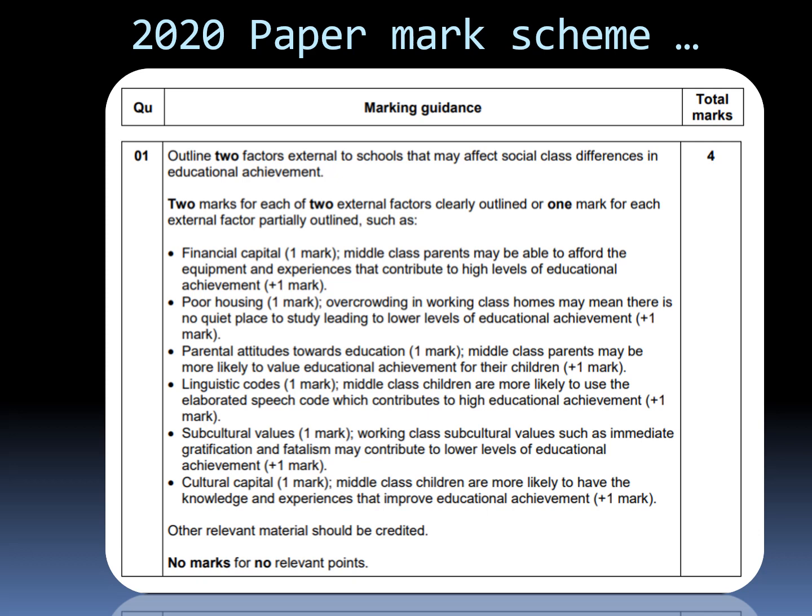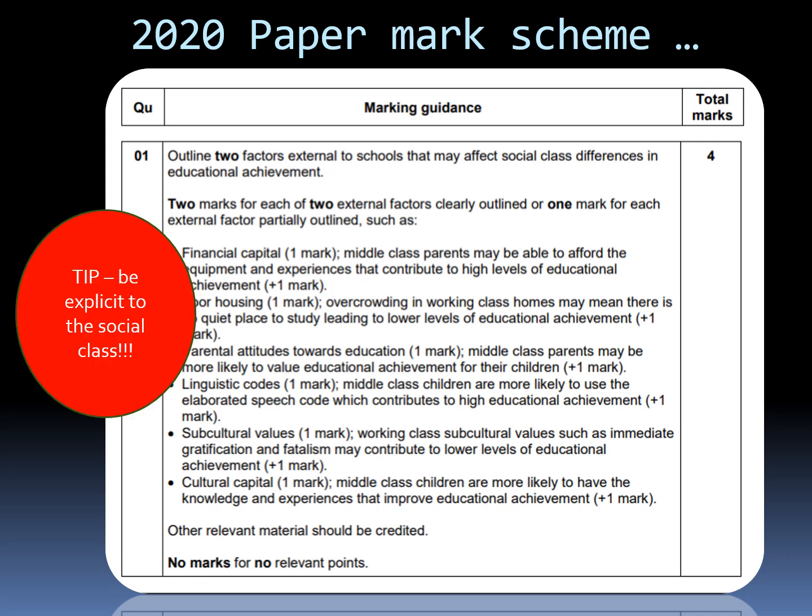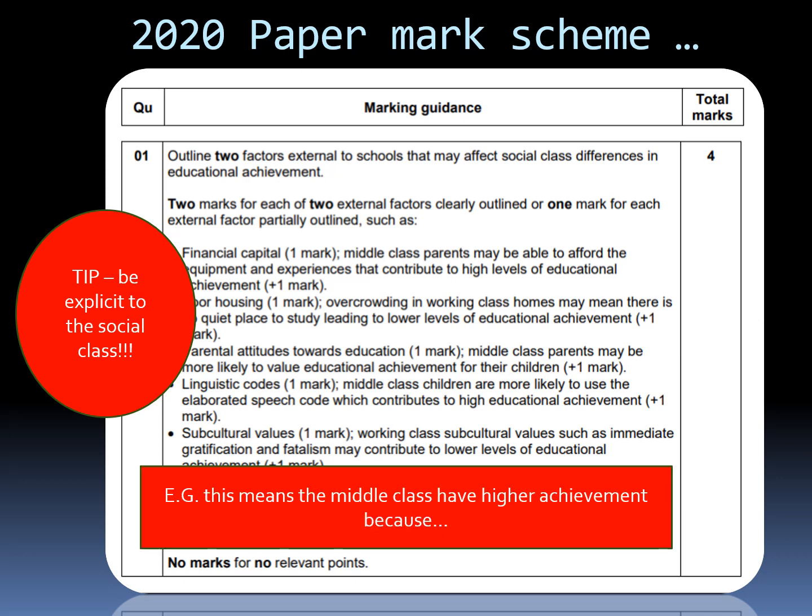So, having a look at the mark scheme, there is a range of different factors that you could have identified, such as financial capital, poor housing, speech codes, or even parental attitudes to education. However, that will only earn you 1 mark. You have to provide an explanation point to be awarded the 2nd mark. Now, this explanation point is linked to how this factor affects class difference in achievement. And here's a little tip for you. Be explicit to the social class. As you can see on the mark scheme, they are explicit, middle class or working class. And it may be useful to say sentences like, this means the middle class have high levels of achievement because, and try and explain it that way. Or you could go the other way around and say, this caused working class underachievement, and then explain why.